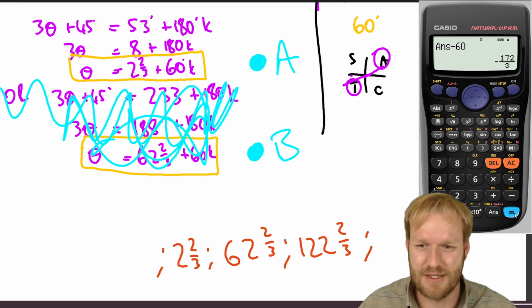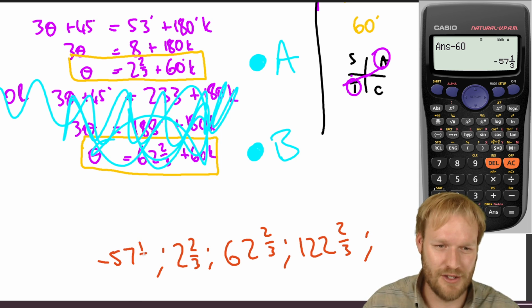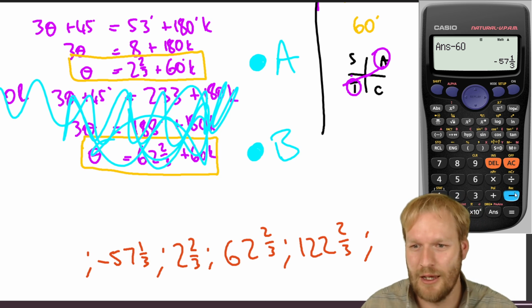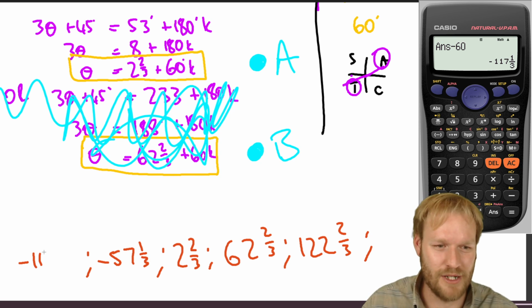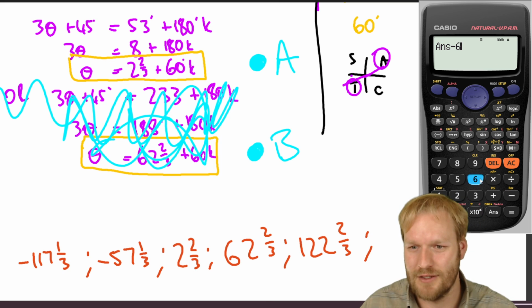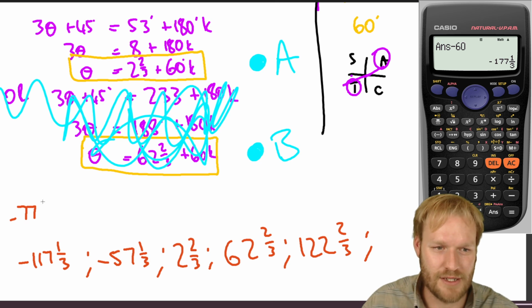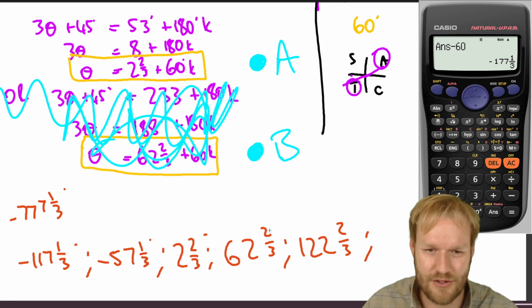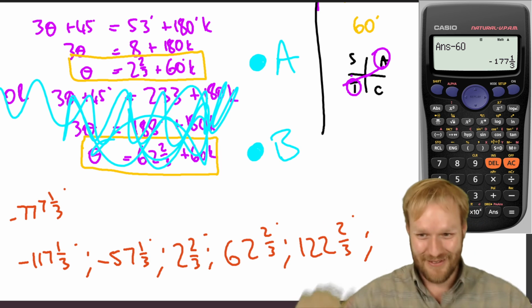So minus 60 equals minus 57 1/3. I know that we could have done that without the calculator, but I'm feeling the use of my calculator today. I want to get my money's worth. Minus 117 and 1/3. Whoopsie, because now we're in the negative side, so that makes sense. And if we subtract 60, we should still be going fine. Minus 177 and 1/3. These are all, of course, in degrees. And that's that. Okay. We got there.